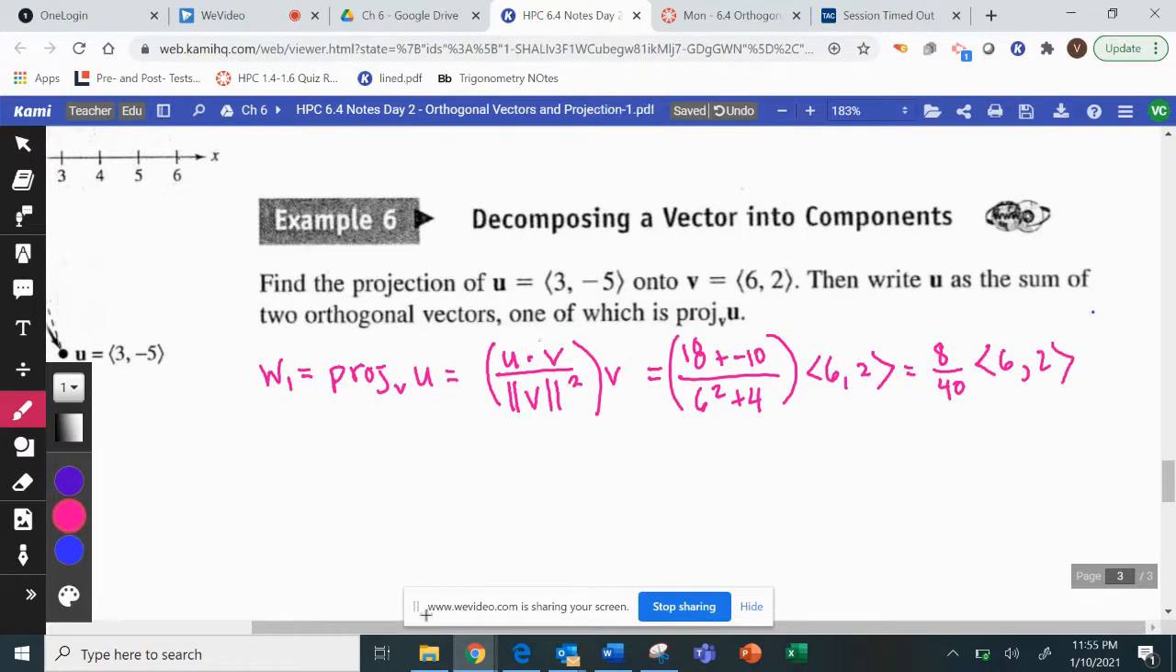So go ahead and multiply that out, and I get the vector 6/5, because this reduces. Sorry, I meant to say that earlier. 8/40 is 1/5. So we get 6/5 and then 2/5.